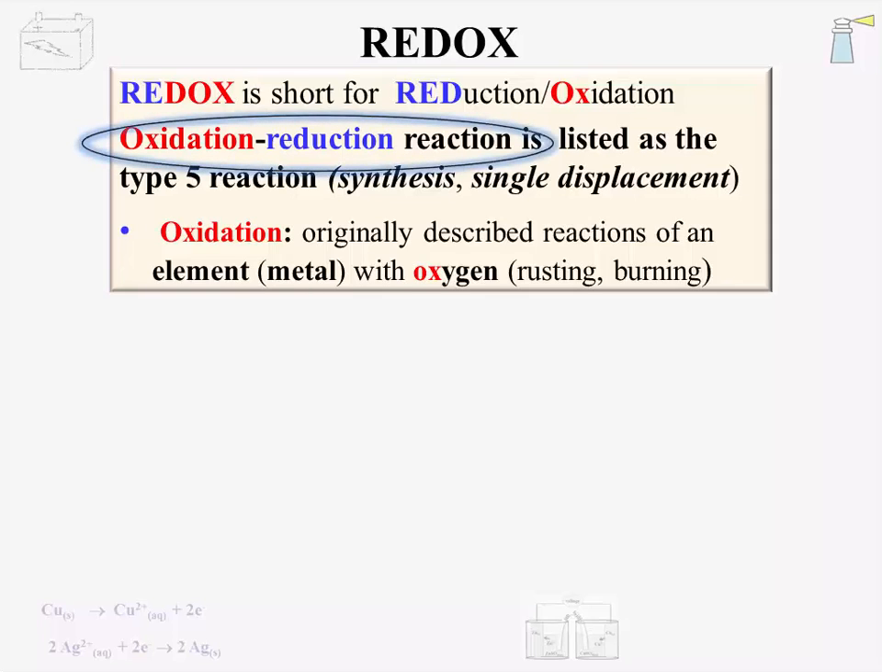The thing to remember about oxidation and reduction is that they belong to the same reaction. There is no oxidation without reduction, and there is no reduction without oxidation. So the overall reaction can be viewed as having two parts.